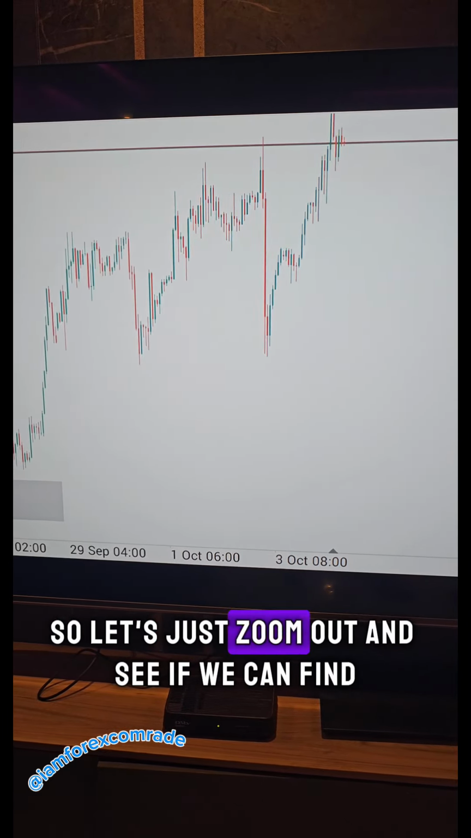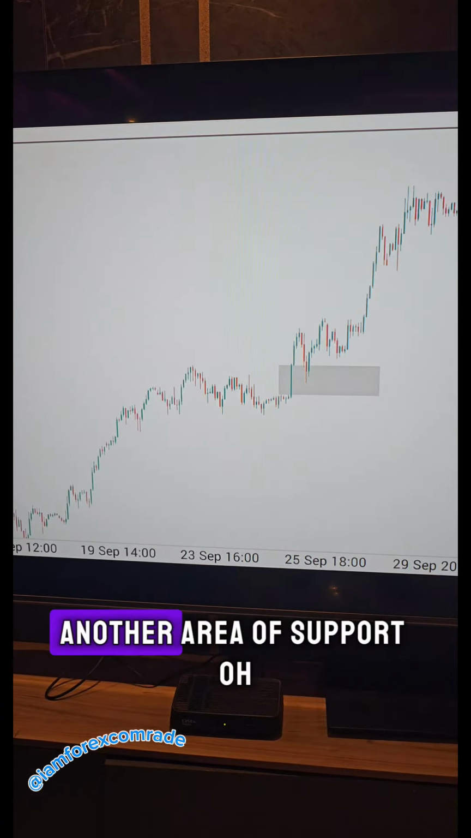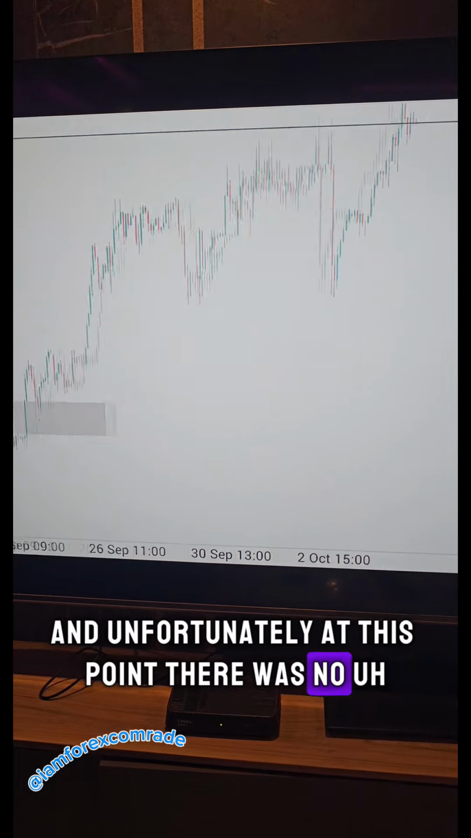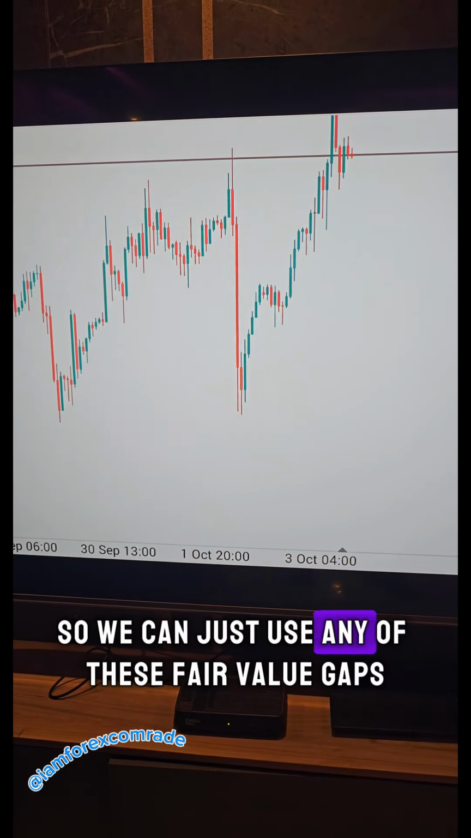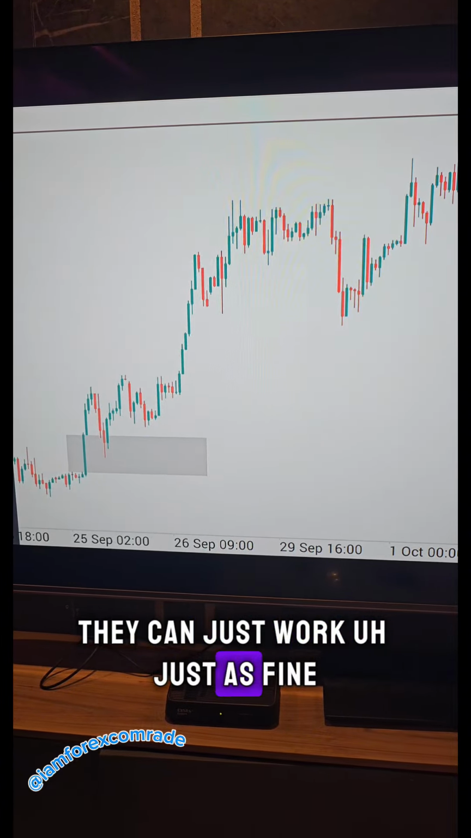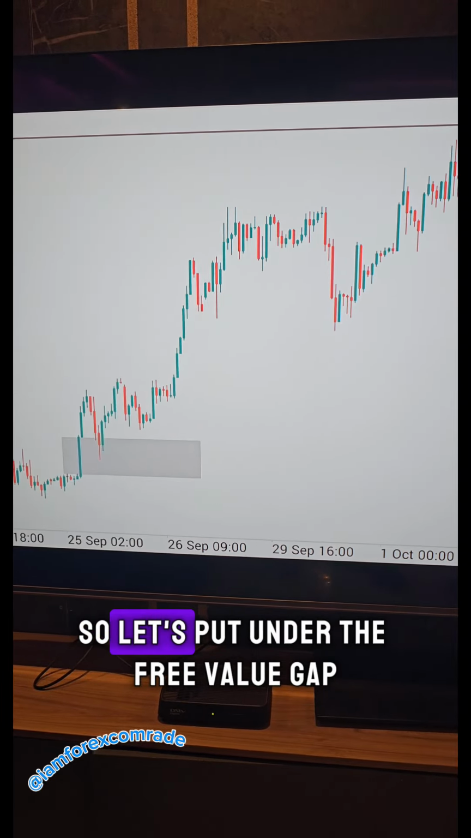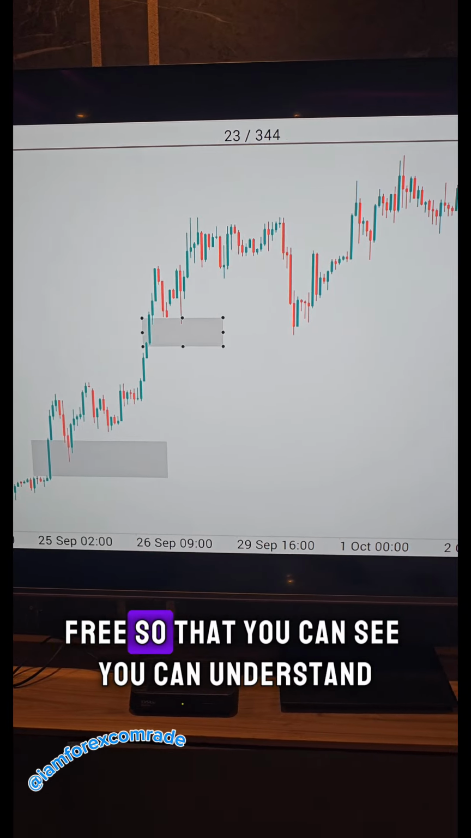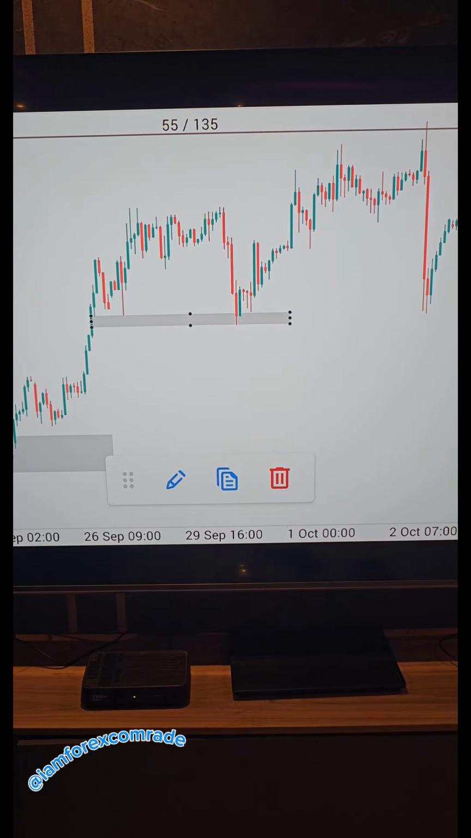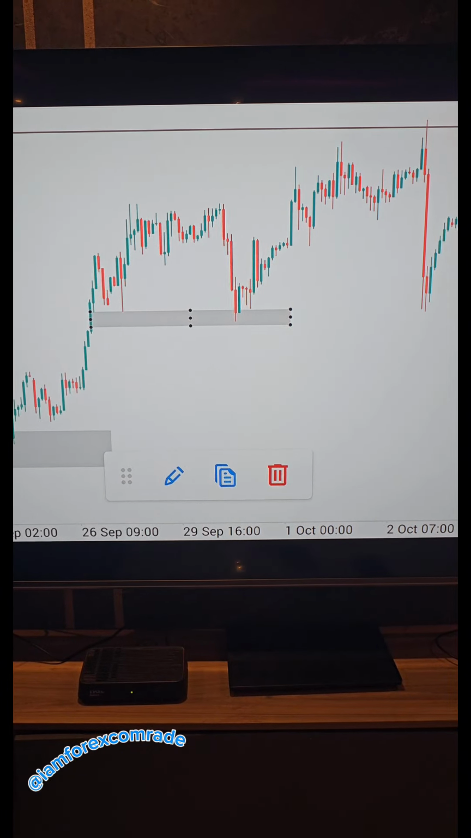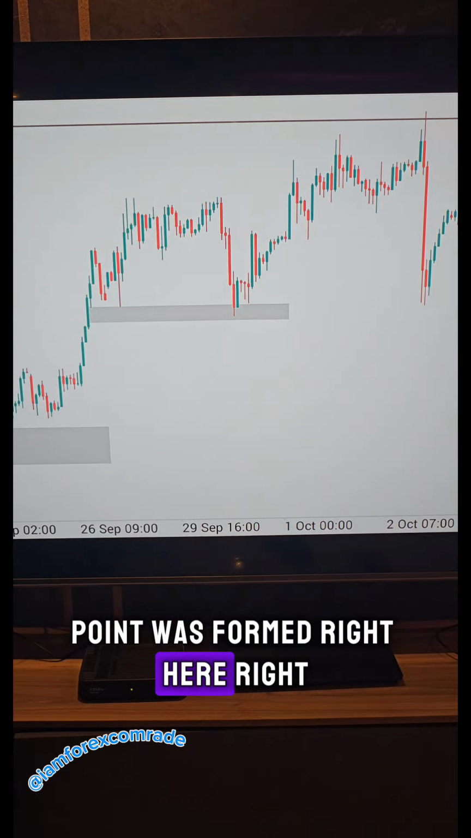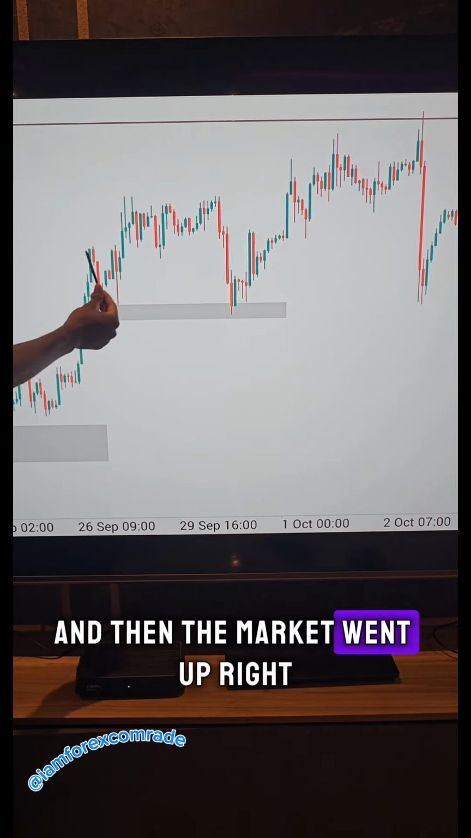So let's just zoom out and see if we can find another area of support. Unfortunately, at this point there was no area of support, so we can just use any of these fair value gaps. They can just work just as fine. So let's put another fair value gap here so that you can understand. As you can see, our fair value gap point was formed right here, and then the market went up.